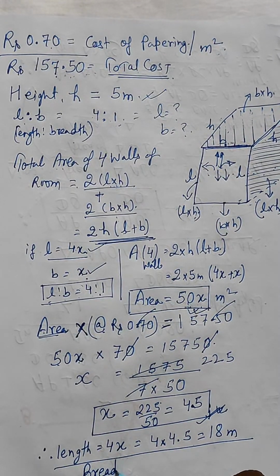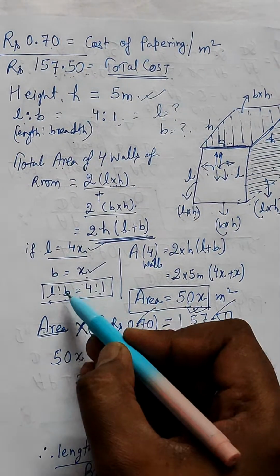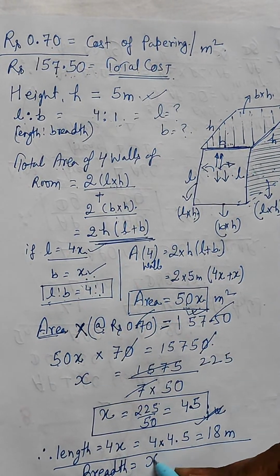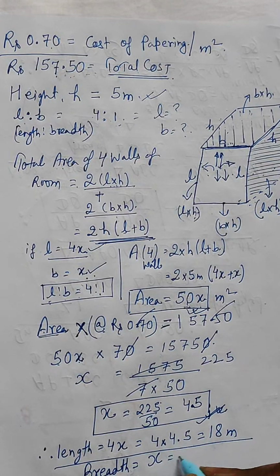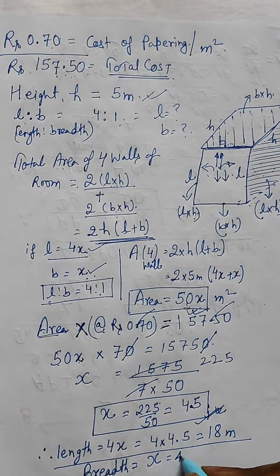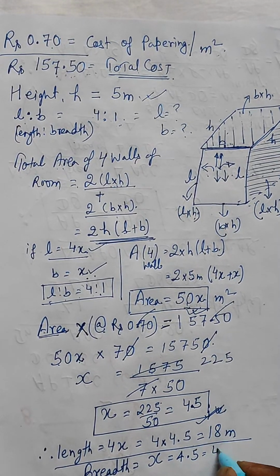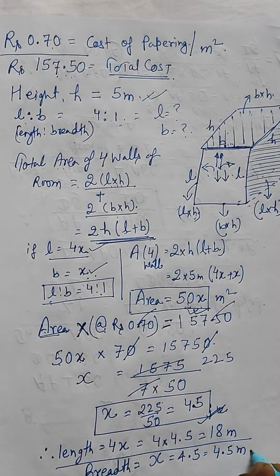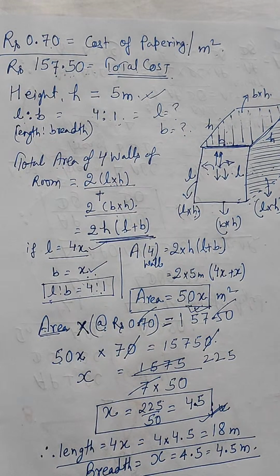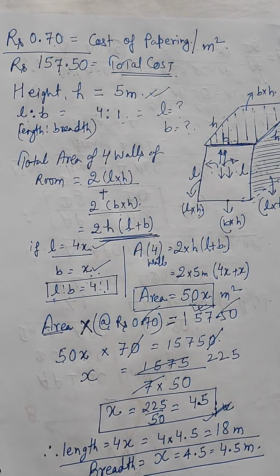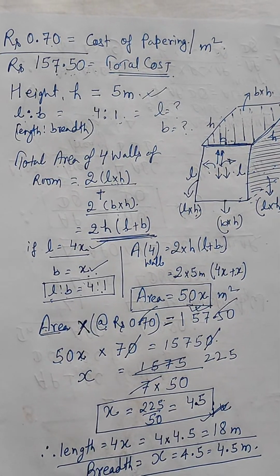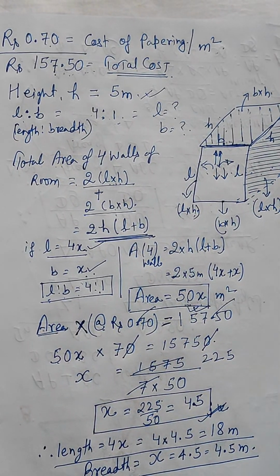for the breadth, it will be equal to x, right? It is simply x, that means 1 into 4.5. So the value of x is 4.5, so we can say that the breadth is 4.5 meter, right? So in this way we have solved this question, right students? I hope you got it. How to solve such questions?